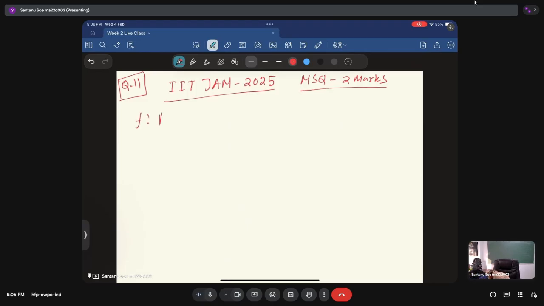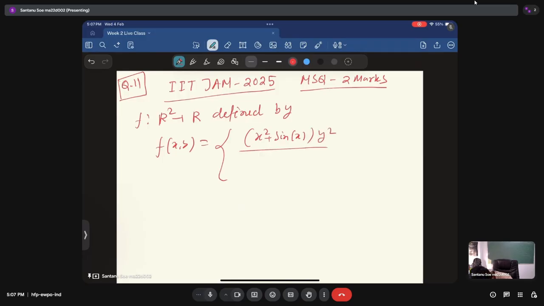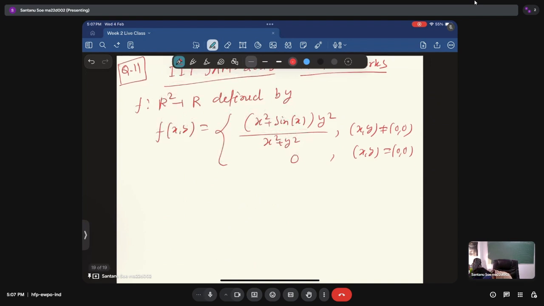f is a function from R2 to R defined by f of x comma y equals x squared plus sin x into y squared divided by x squared plus y squared when (x, y) is non-zero, and 0 when (x, y) is (0, 0). Then which of the following is true?